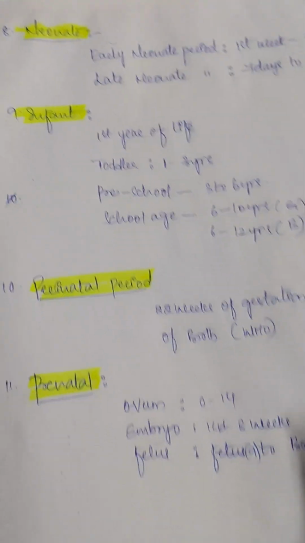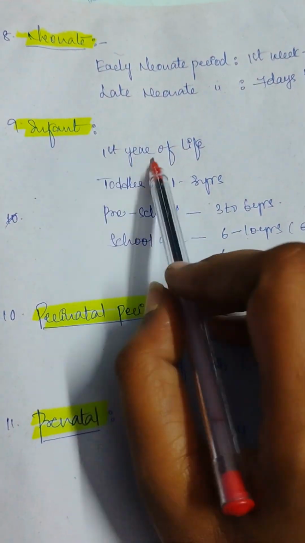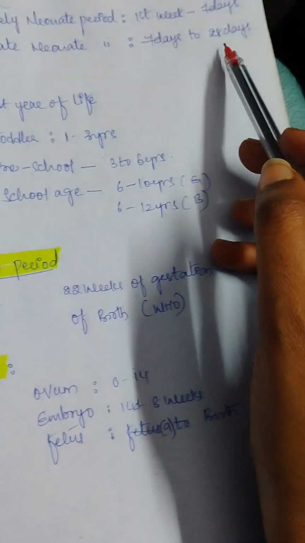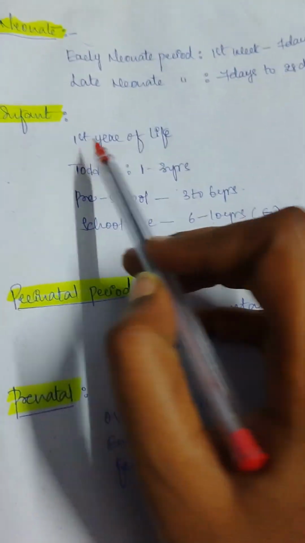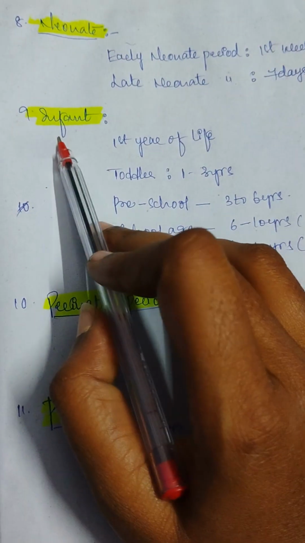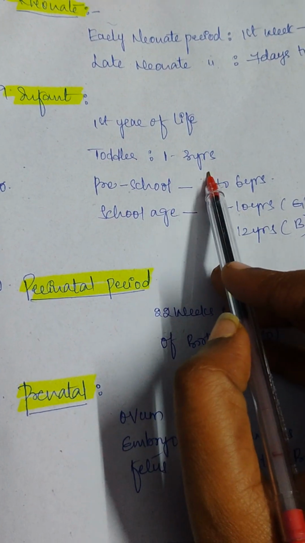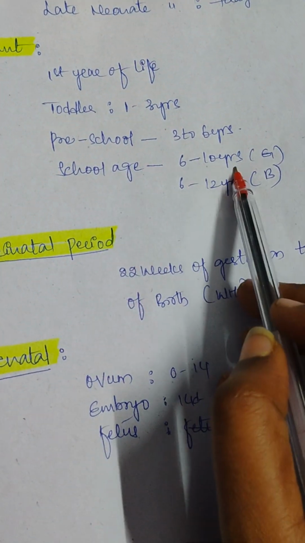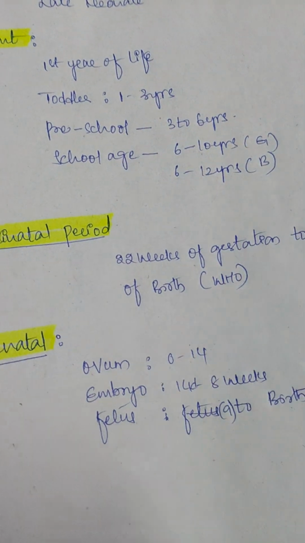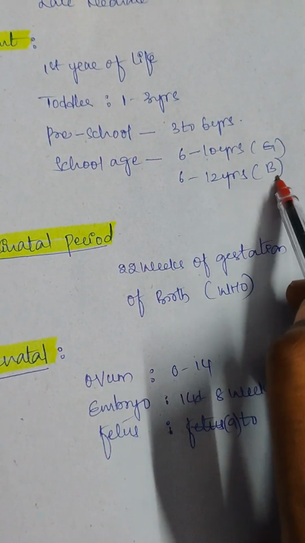Okay. The next one. First year of life. After 28 days, from the 29th day to the first year of life is called infant, toddler 1 to 3 years, preschooler 3 to 6 years, school age 6 to 10 years for girls, and 6 to 12 years for boys.